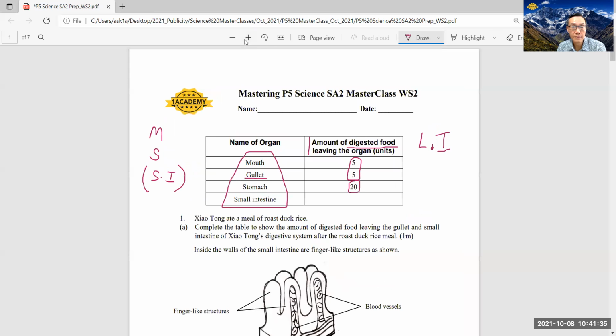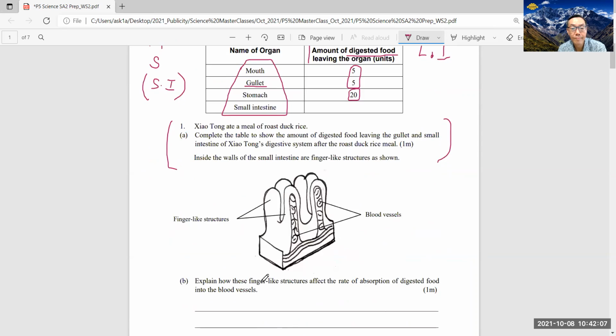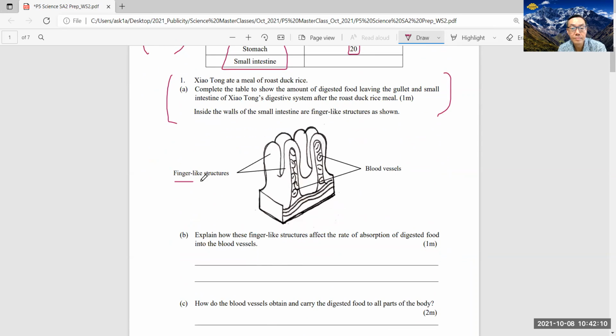Okay. So I'll request one person to read this part. Teng Sun, can you read this question from here? Xiao Tong ate a meal of roast duck rice. Complete the table to show the amount of digested food leaving the gullet and small intestine of Xiao Tong's digestive system after the roast duck rice meal. Inside the walls of the small intestine are finger-like structures as shown below.